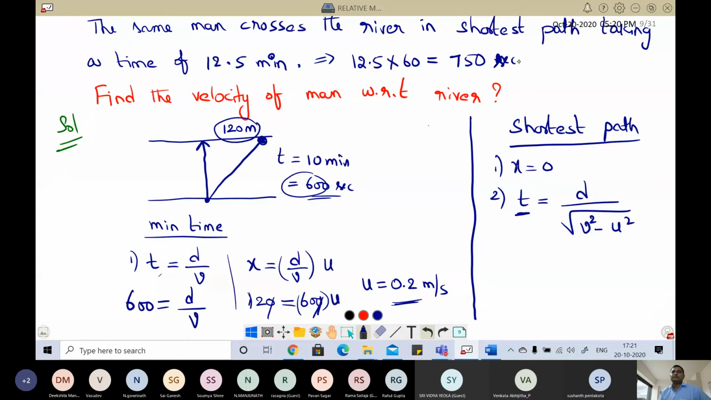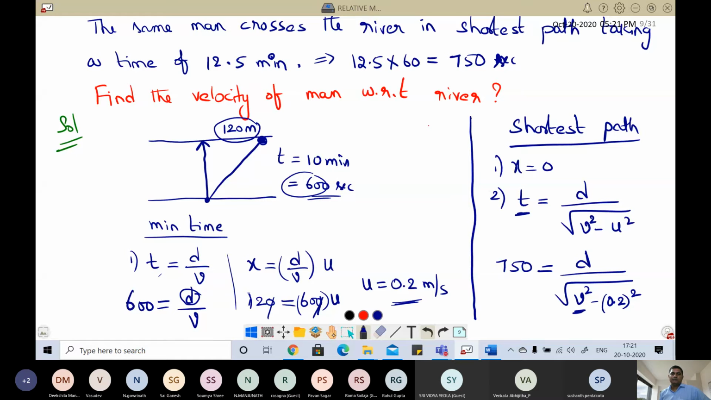750 seconds. So 750 is equal to d divided by under root of velocity of man with respect to river, that is v square minus u, just now we got 0.2, whole square. Now here the only unknown is d. Now d in terms of v, we have here, so d equals 600 v.